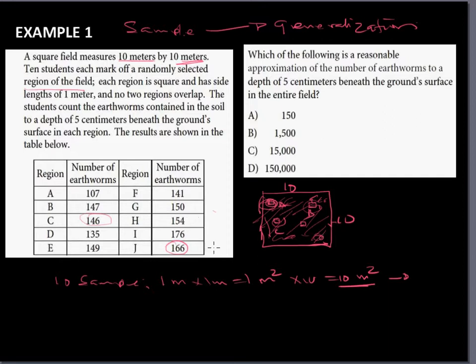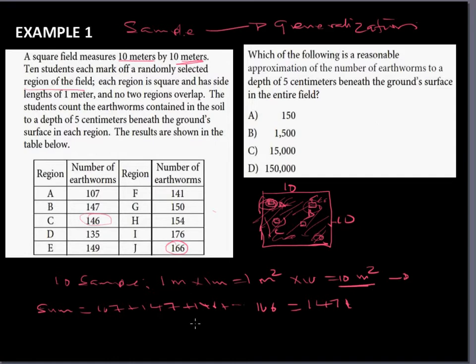Well, the best thing to do is to find the total number of earthworms that I get across all the samples. So in essence, I will sum all these numbers, and that will be 107 plus 147 plus 146 all the way up to 166. When you sum them, you get 1471 earthworms. This is how many earthworms you get for this area.